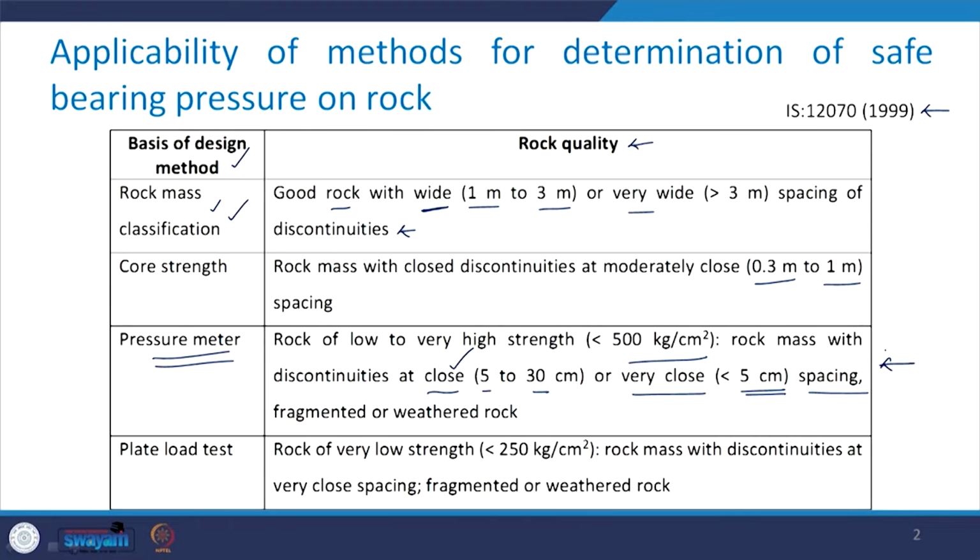The next category involves rocks of very low strength, less than 250 kg per square centimeter, and this also includes rock mass with discontinuities at very close spacing. It can be fragmented or weathered rock. If such type of rock mass is present at the site, then we can carry out the plate load test, and from there we can analyze the data of this test and find out the safe bearing pressure on the rock. Today we will try to understand how we can obtain the safe bearing pressure on the basis of rock mass classification and the core strength.